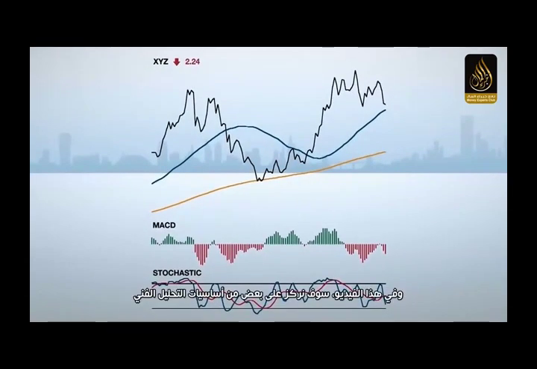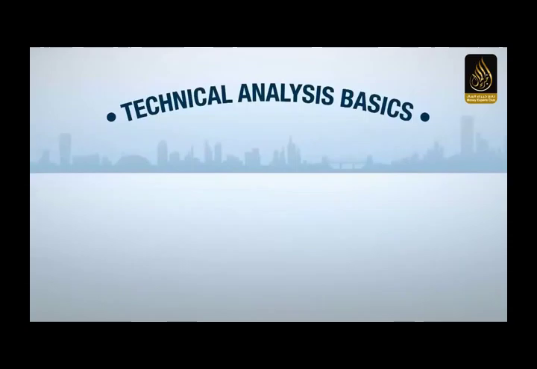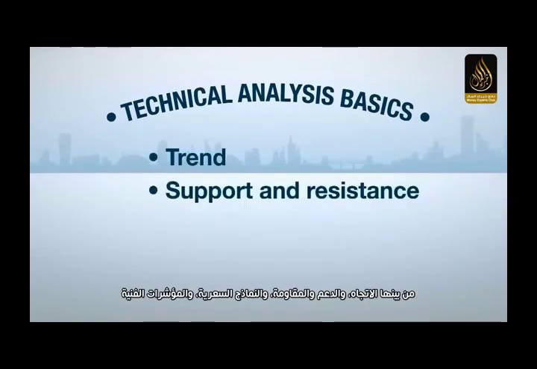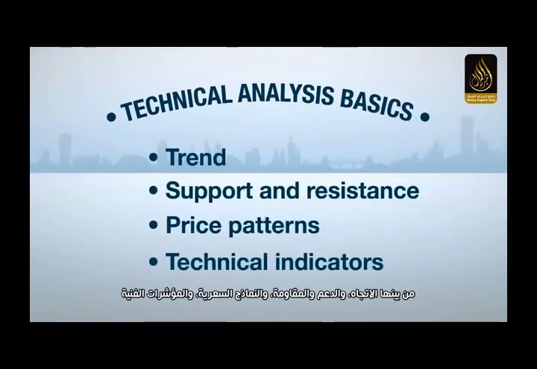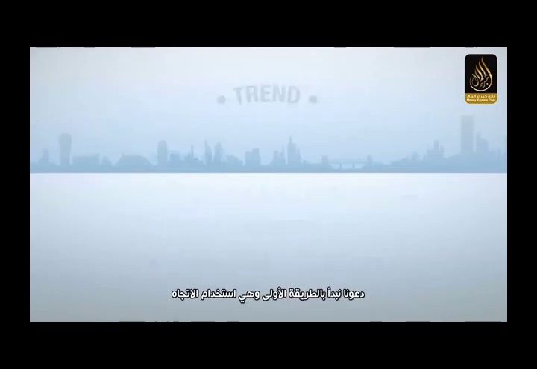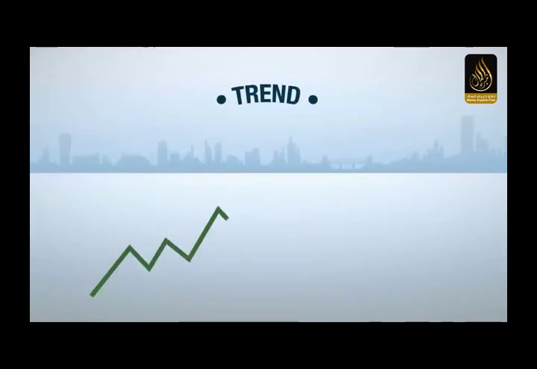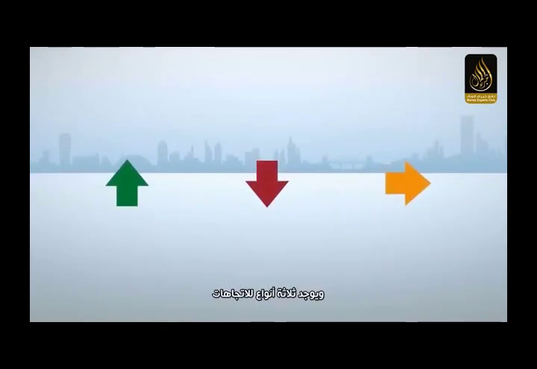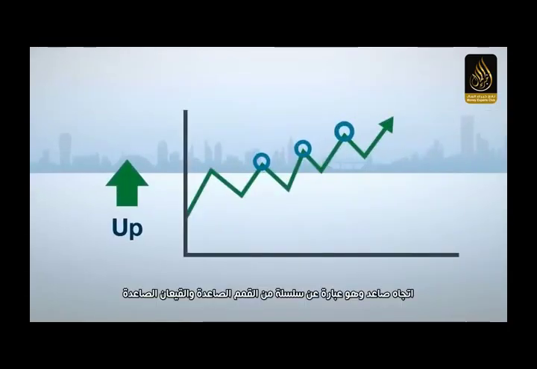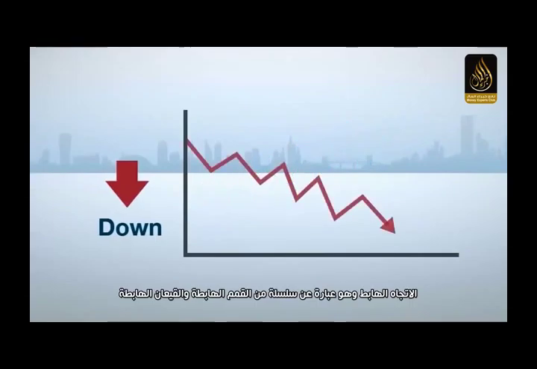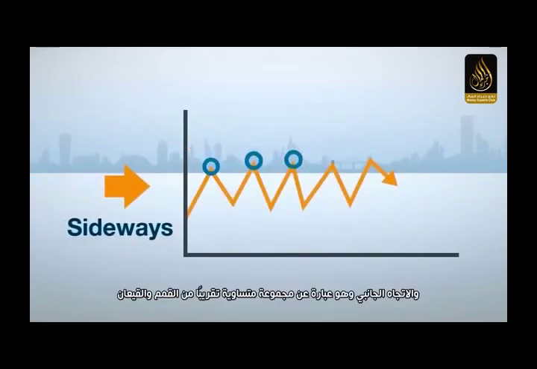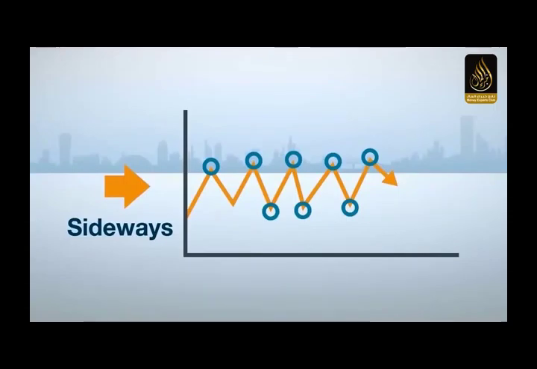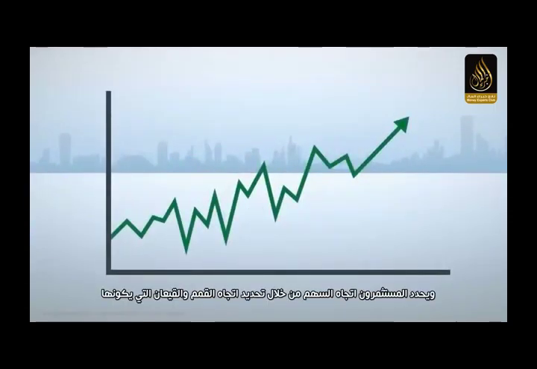In this video, we'll focus on a few technical analysis basics, including trend, support and resistance, price patterns, and technical indicators. Let's start with the first technique, trend. Trend is the general direction a stock's price is moving. There are three kinds of trends: up, which is a series of higher highs and higher lows; down, which is a series of lower highs and lower lows; and sideways, which has roughly equal highs and lows. Investors determine a stock's trend by identifying the direction of its highs and lows.